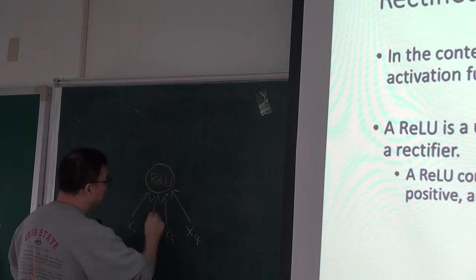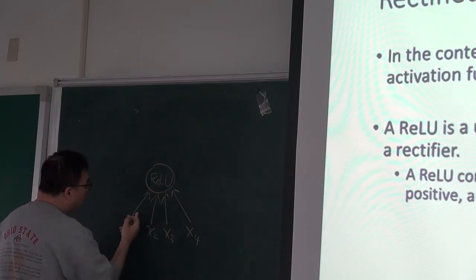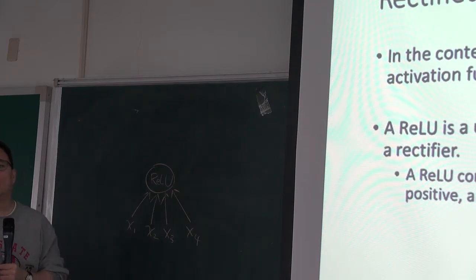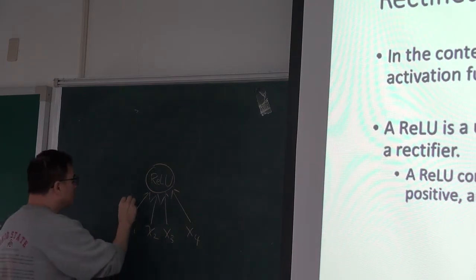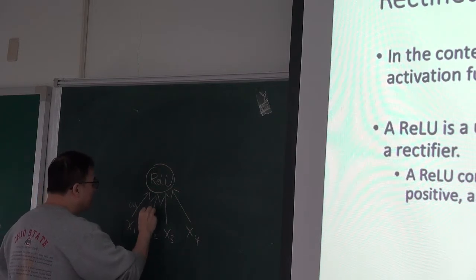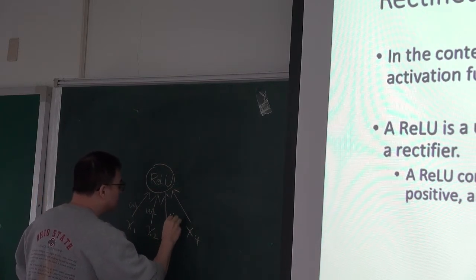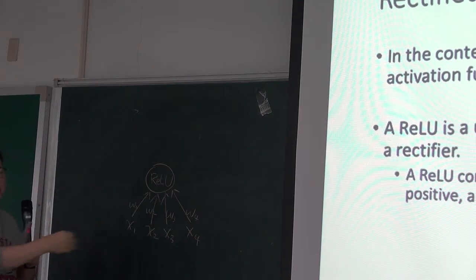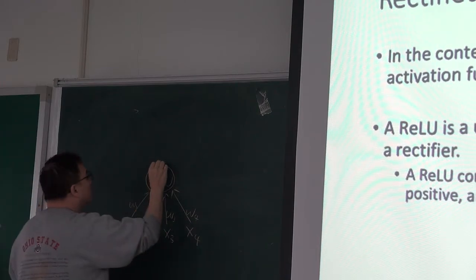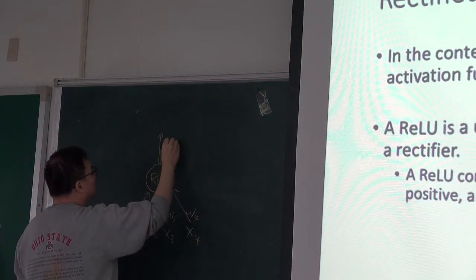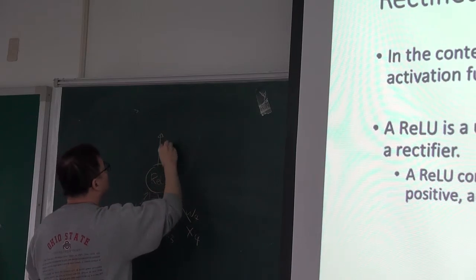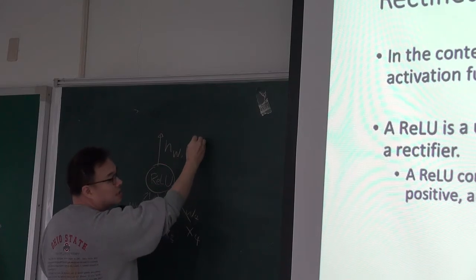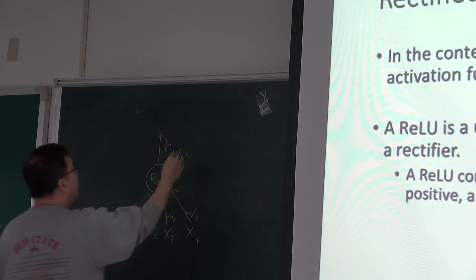Each input will have a weight. So this is W1, W2, W3, W4. This is an example, we just use 4 inputs, and the output is going to be your h(W, b, X).